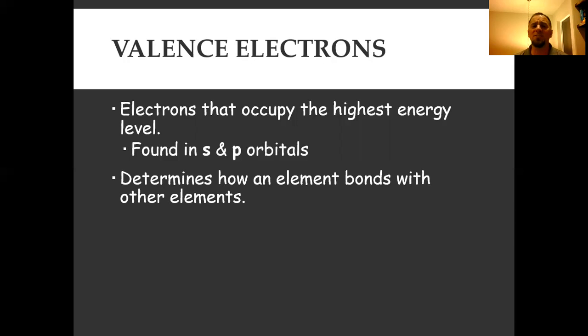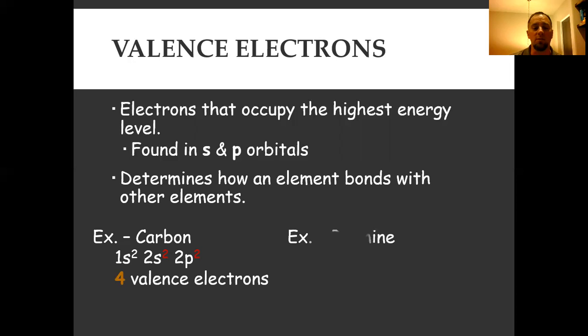So those valence electrons then determine how an element bonds with other elements. For example, carbon, we know it's 1s2, 2s2, 2p2. So we can take a look at this electron configuration and determine how many valence electrons there are. The highest energy level is 2, and that is found again in the s and p orbitals. And we see that there are 4 valence electrons in carbon, 4 valence electrons.